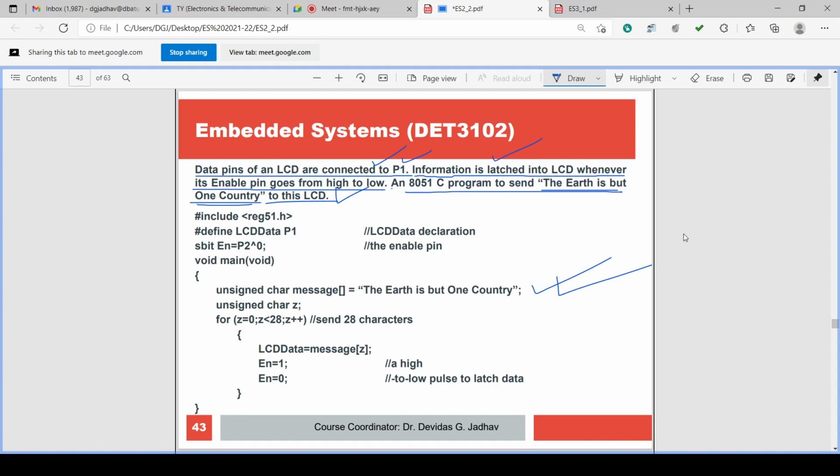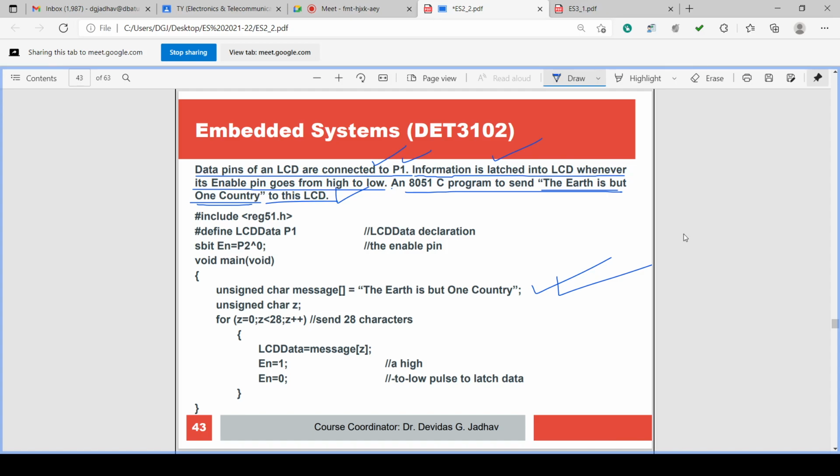एखाद्या ॲरे मध्ये ठेवून तो ॲरे 1 बाय 1 ऍक्सेस करून 1 बाय 1 कॅरेक्टर पाठवायला लागणार आहे. द चा THE, त्यानंतर स्पेस, त्यानंतर अर्थचा EARTH, नंतर स्पेस, त्यानंतर IS स्पेस, BUT स्पेस, ONE स्पेस, COUNTRY असं आपल्याला पाठवायला लागेल. टोटल किती होतात, 28 कॅरेक्टर होतात. 1 2 3 4 5 स्पेस आहेत, त्यात 25 कॅरेक्टर आहेत आणि 5 स्पेस आहेत. टोटल 28 कॅरेक्टर्स होतात.